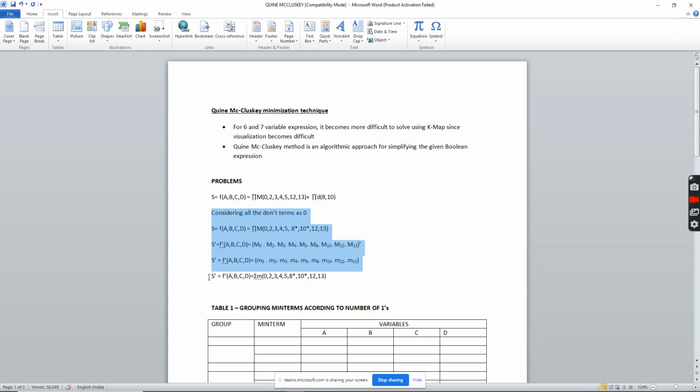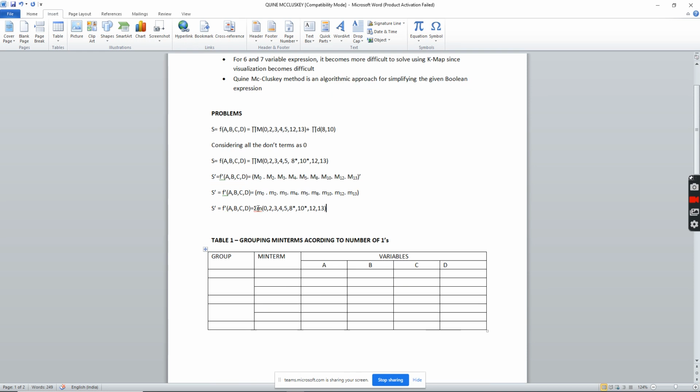Remember one thing here, only one thing will be changing: the equation will now be S bar. Earlier it was F, now it will be F bar. Then instead of pi m, I will write summation m, with all the bracket terms as the same variables, same terms which I am having here. It will be copied over here without any changes. So now I have to evaluate 0, 2, 3, 4, 5, 8, 10 and 12, 13.